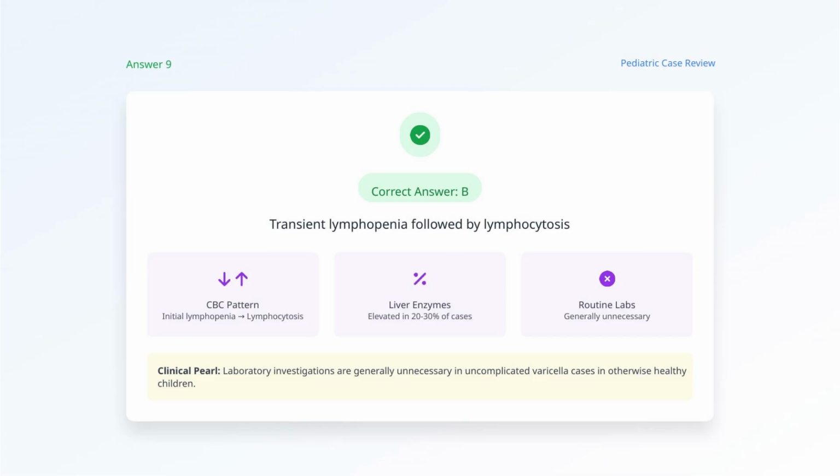Varicella typically causes a transient lymphopenia in the early phase, followed by lymphocytosis with atypical lymphocytes. Mild elevation of liver enzymes occurs in 20 to 30% of cases, but is rarely clinically significant. It's important to note that routine laboratory investigations are generally unnecessary in uncomplicated varicella cases in otherwise healthy children.